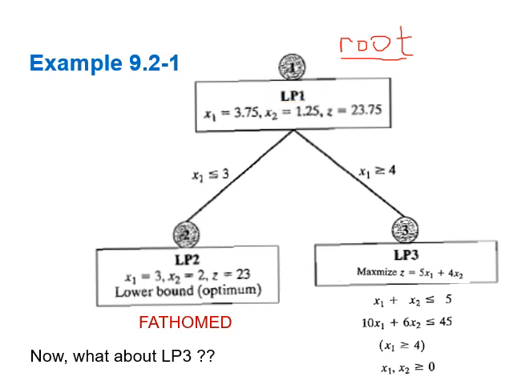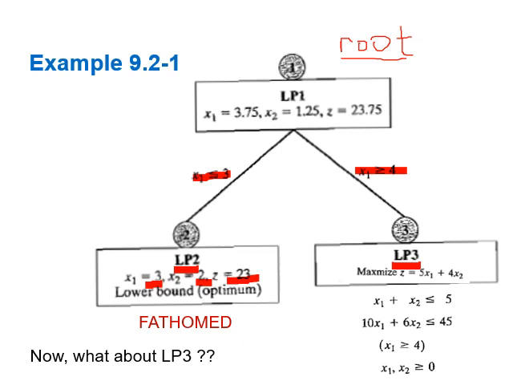And then depending on this solution, we said that x1, since it is between 3 and 4, we will include x1 less than or equal to 3 and x1 greater than or equal to 4 separately to obtain LP2 and LP3. Okay? Then for LP2, we solved that problem and we obtained x1 equals 3, x2 equals 2, and z equals 23.